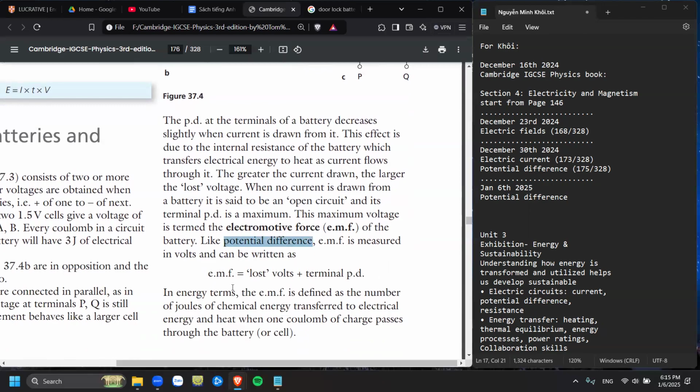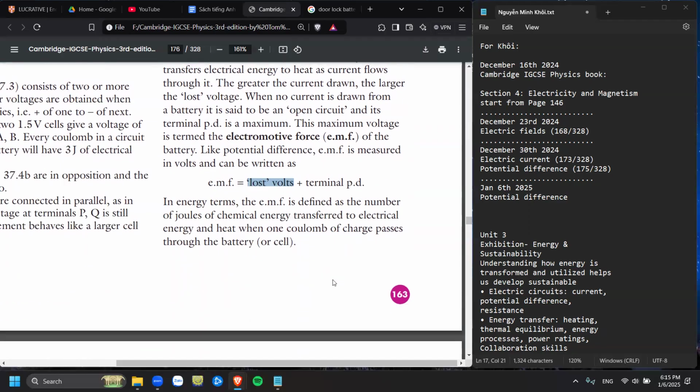It can be written as: electromotive force is equal to the lost volts plus the terminal potential difference. So in energy terms, the EMF is defined as the number of joules of chemical energy transferred to electrical energy and heat when one coulomb of charge passes through the battery or cell.